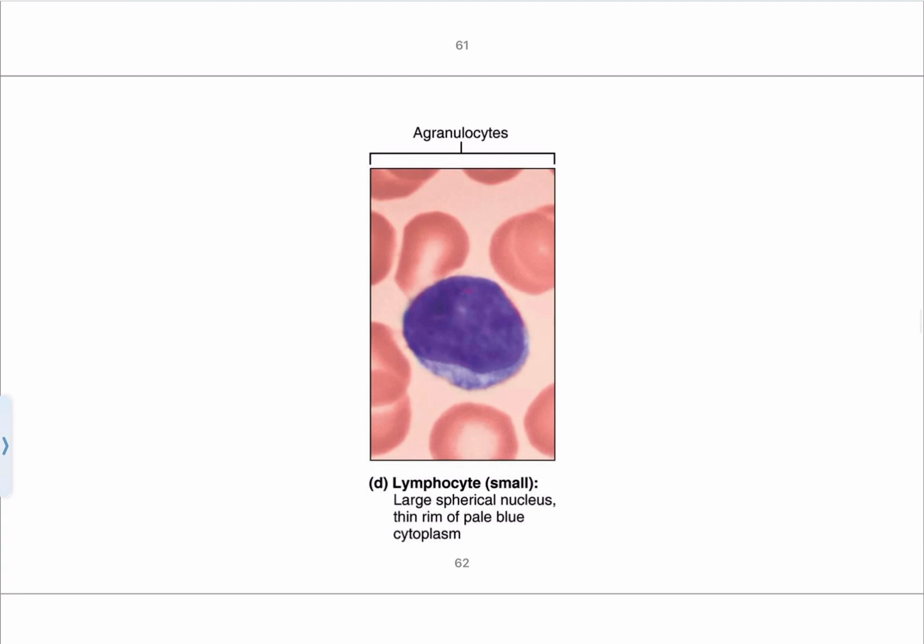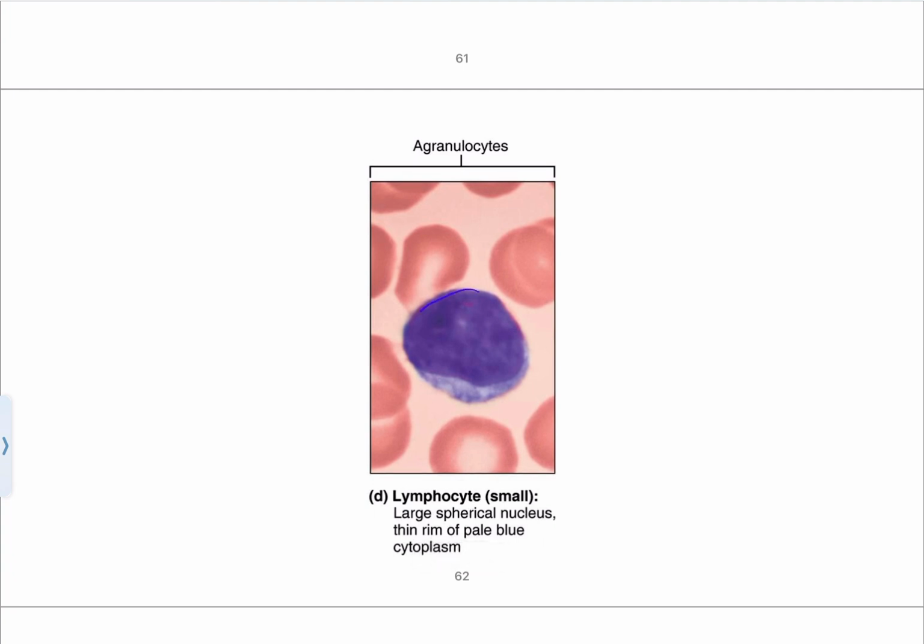So here's our lymphocyte. And again, this large purple, this is the nucleus. So that's how you know you're looking at a lymphocyte, if you can barely see any cytoplasm. So this is the cytoplasm here.